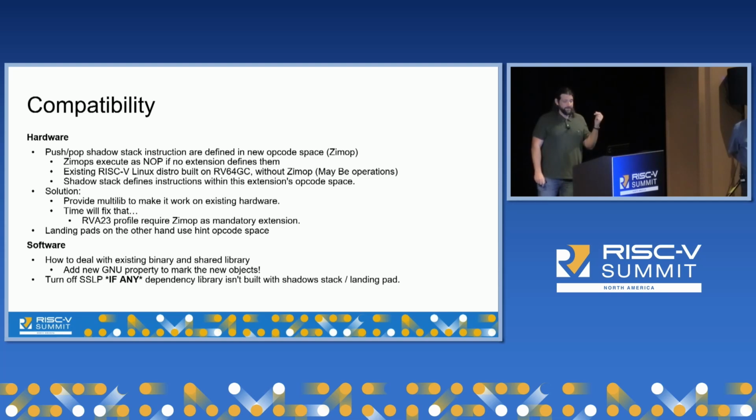In software, the compatibility issue is how to deal with existing binaries and shared libraries. What we did was add a new GNU property in order to mark if an object can support shadow stack or landing pads or both. Then whenever you link an object, you can check if shadow stack or landing pads or both are available. So if you link something that has no support, you should disable the shadow stack for the whole process.